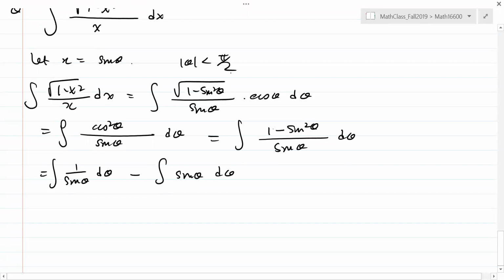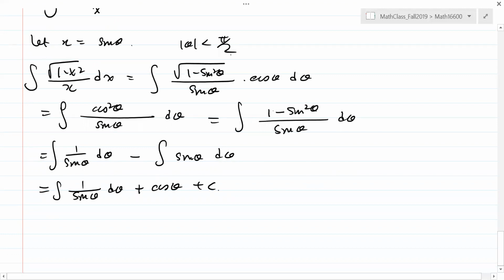If we remember how to do the integral of 1 over sine theta, then you can probably solve the problem. So let's rewrite this again, and we have to start over. This is a plus cosine theta plus a constant. We have to focus on this 1 over sine theta. This is a special function, cosecant theta. You can quickly find the formula at the back of the book.